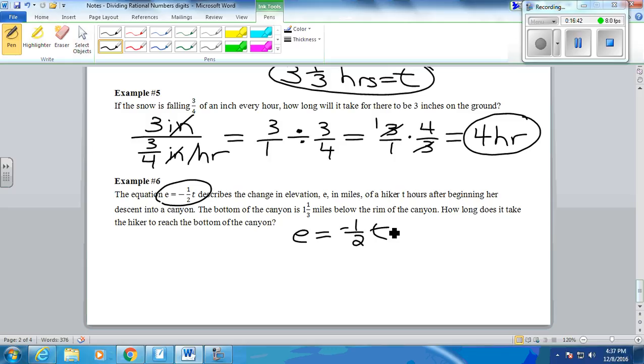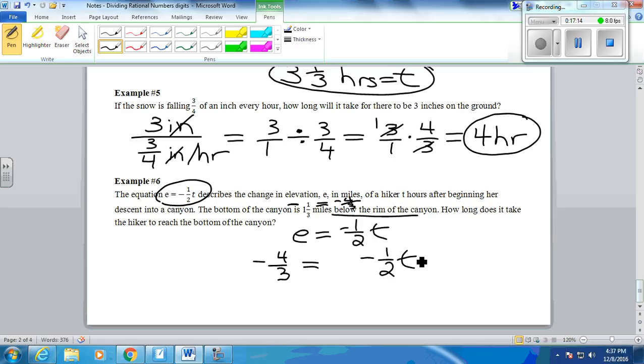I'm going to change 1 1/3. Now, is that technically positive 1 1/3 or negative 1 1/3? You should be saying negative because it says below the rim. So -1 1/3, again, I'm going to change that to an improper fraction, which will give me -4/3. So I'm going to substitute -4/3 in place of the E. And I want you to notice very carefully what's going to happen here. I'm leaving a space next to the -1/2.